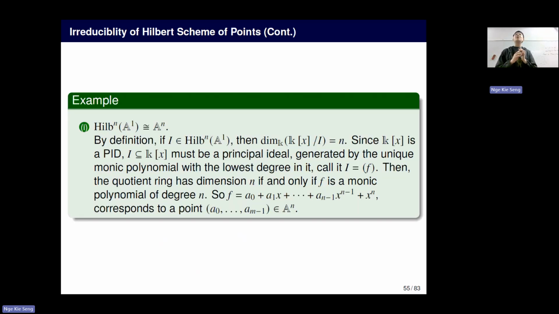Let's see some examples of the Hilbert scheme. For a very simple case, the Hilbert scheme of n points in A^1 is just bijective to A^n, because by definition the Hilbert scheme of n points in A^1 is the ideals in K[x] such that the dimension of K[x]/I is equal to n. We know that K[x] is a principal ideal domain, so the ideals in it must be principal, generated by the unique monic polynomial with the lowest degree in it. So I equals the ideal generated by a polynomial f, and the quotient ring has dimension n if and only if f is a monic polynomial of degree n. If we write f equals a0 plus a1 x plus up to x to the power of n, then it corresponds to the point (a0, ..., a_{n-1}) in A^n.